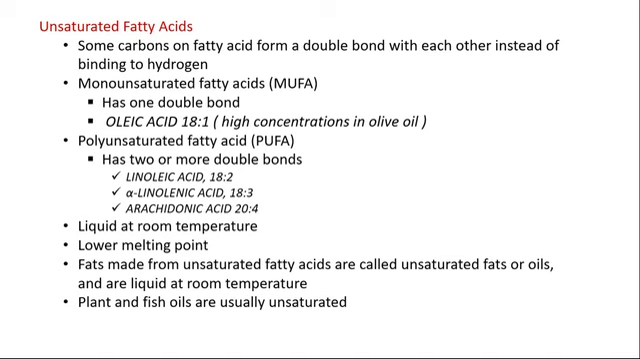Then you have the polyunsaturated fatty acids, which have two or more double bonds in the carbon skeleton. The examples are linoleic acid, which is again 18 carbons and has two double bonds; alpha linolenic acid, which is 18 carbons and has three double bonds; and arachidonic acid, which is a 20 carbon fatty acid with four double bonds.